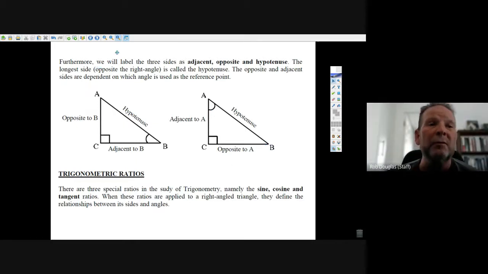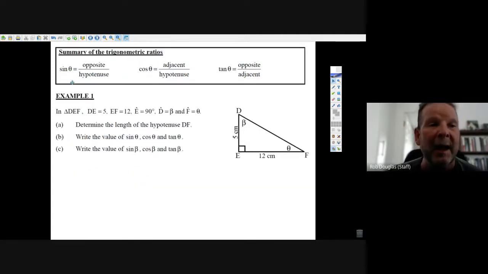Now, what we do in trigonometry is we make fractions out of those sides, and we call them trigonometric ratios. So the sine of an angle is what's opposite the angle over the hypotenuse of the triangle. The cosine is the adjacent over the hypotenuse, and the tangent of the angle is opposite over adjacent. If you make those fractions, those are the three trig ratios.